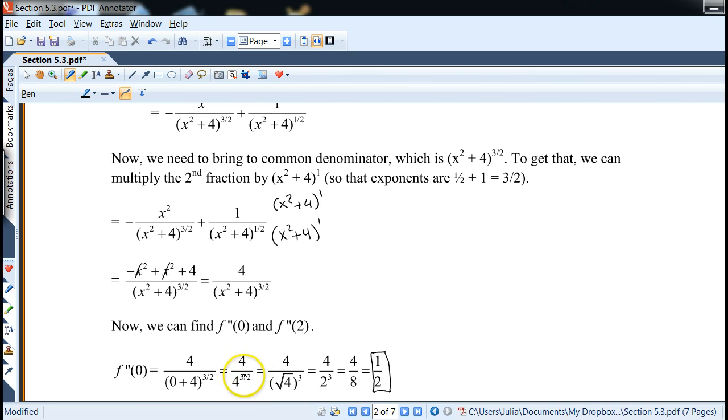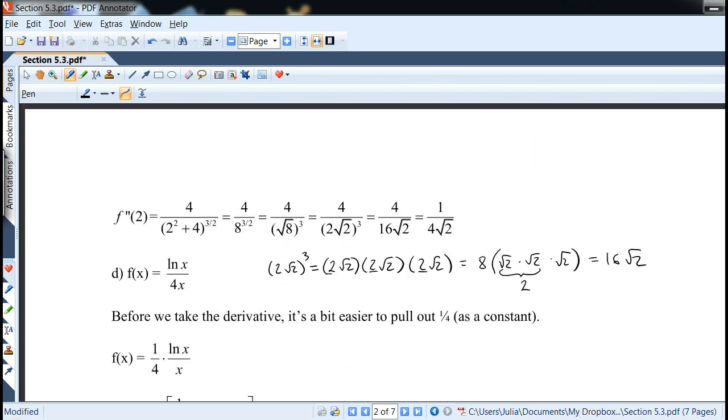The way I think of 3/2 is a half power is a square root. So square root of 4 is 2, and then 2 cubed, that's 8. So we had 1/2 at the end, 4 over 8, which is 1/2. What was more challenging was when we had 2 squared plus 4. So that's 8 to the 3/2.